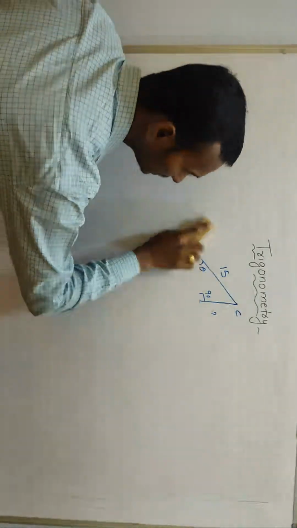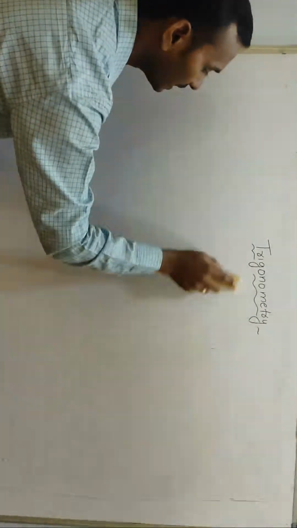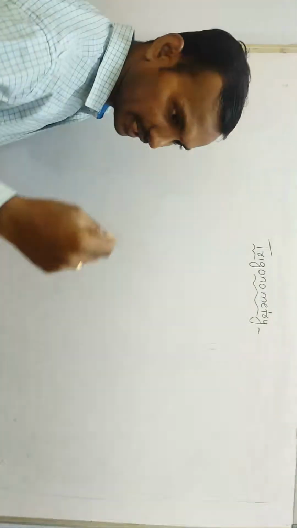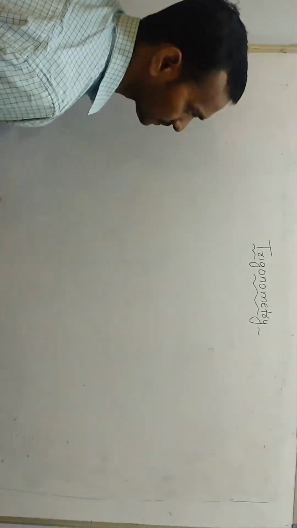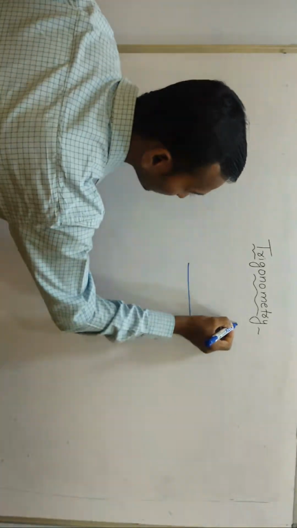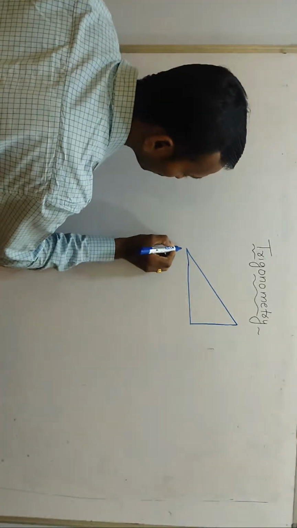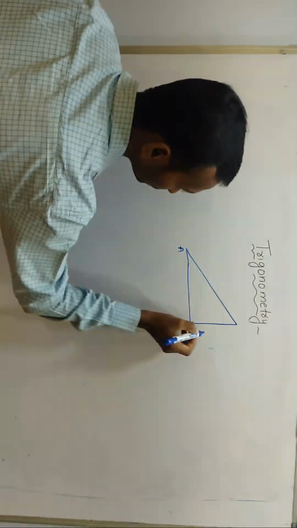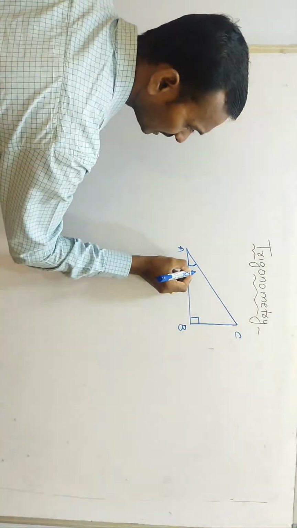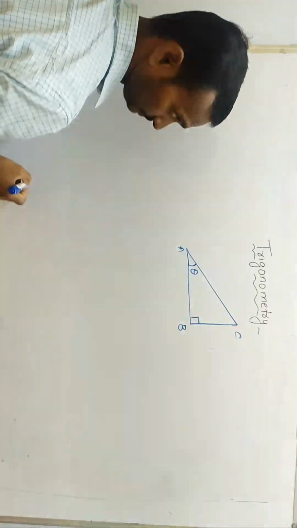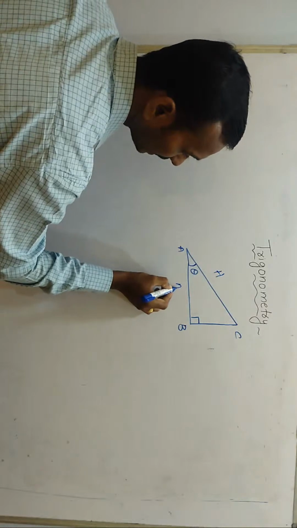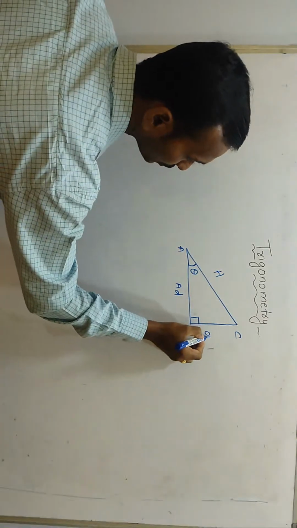I told you that in this trigonometry topic we are going to learn the relationship between the sides of a right angle triangle and its acute angles. So we have a total of 6 trigonometric ratios. What are the 6 trigonometric ratios? For example, if the angle theta is at A, this is the hypotenuse, this is the adjacent, this is the opposite.